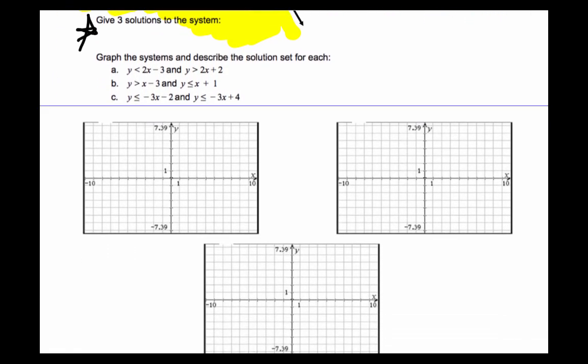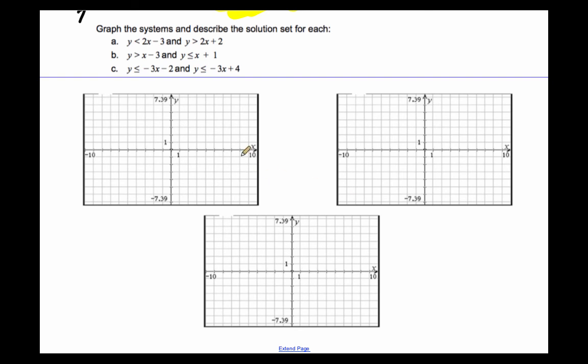All right, so for this, you're going to graph the systems and describe the solution set. So what I would like for you to do, these are actually pretty easy because they're all in slope-intercept form. So this is going to be A, this is going to be B, and this is going to be C. Okay, so you have A, B, and C. I want you to graph these, do the shading and all that, and then we will describe them in class.